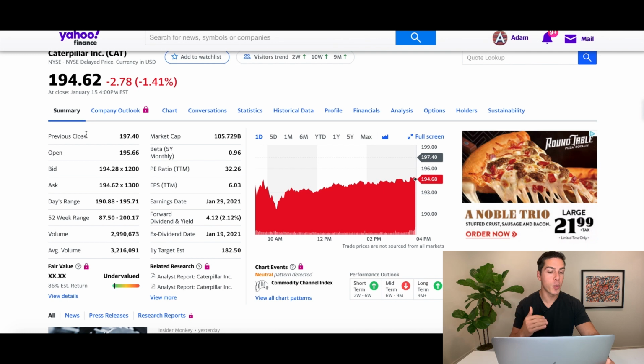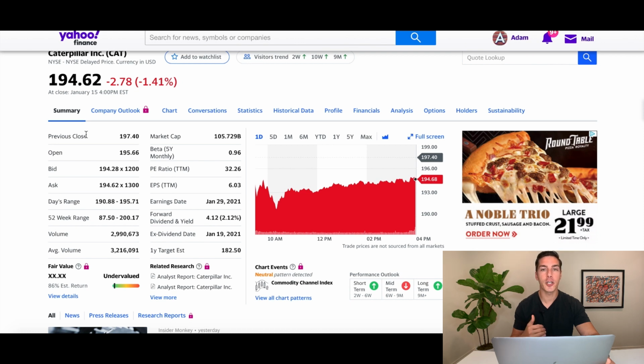Below that, the 52-week range represents the same concept, but we're looking at it over 12 months. So its lowest point was $87.50. The highest this stock was $200.17. If you look at the current stock price of $194.62, it's definitely trading towards the higher end of that 52-week range.